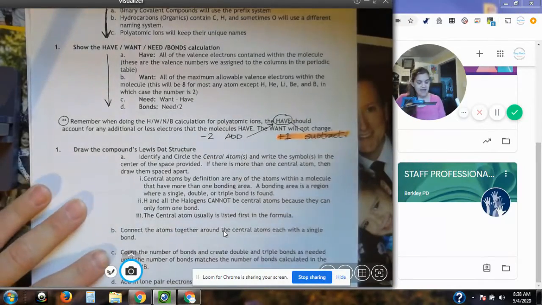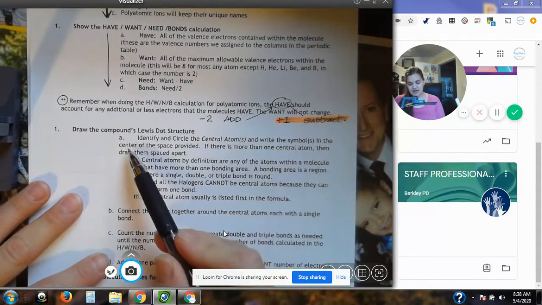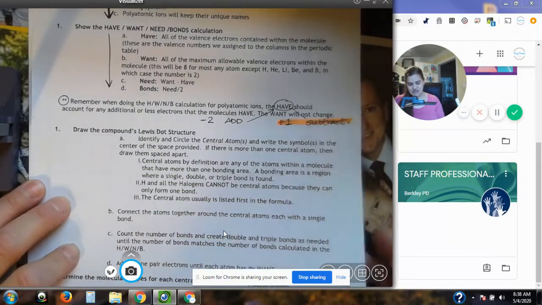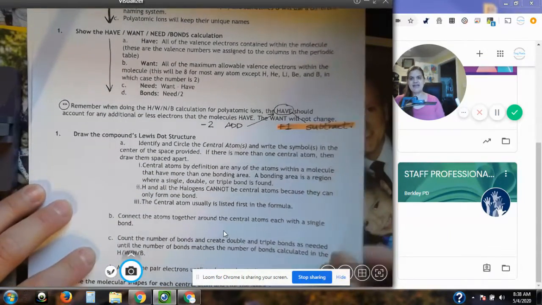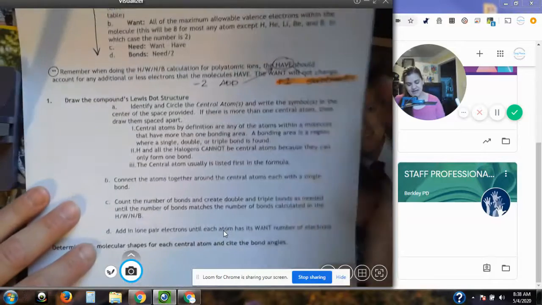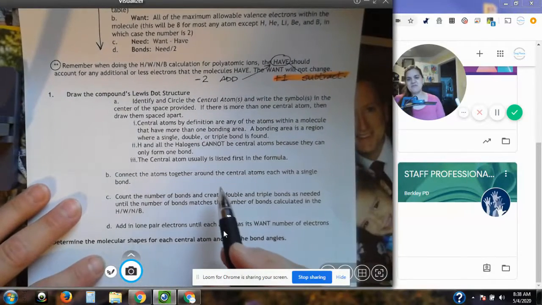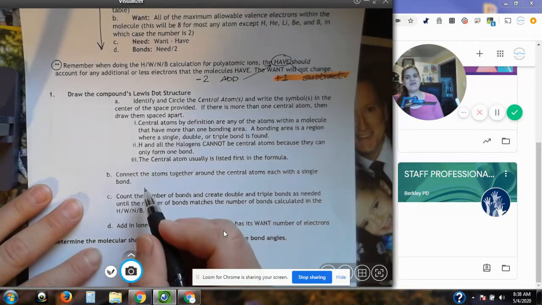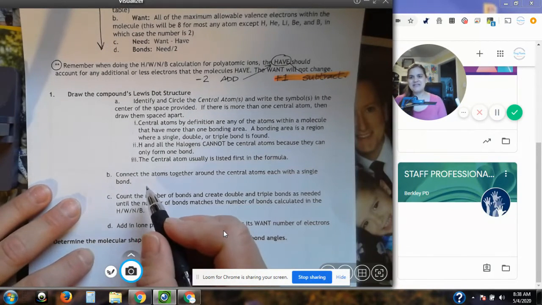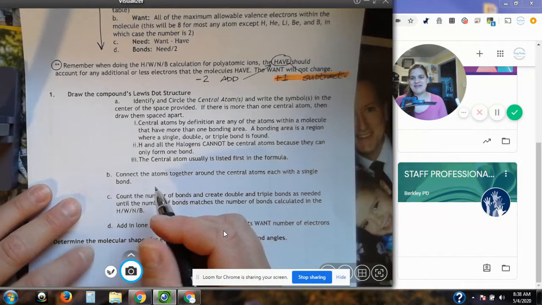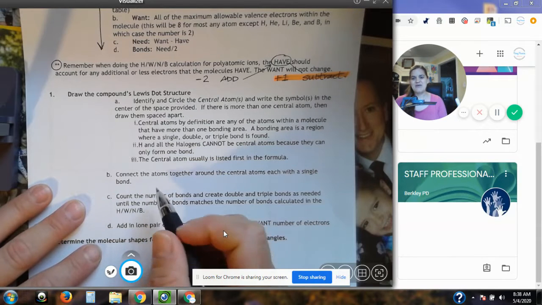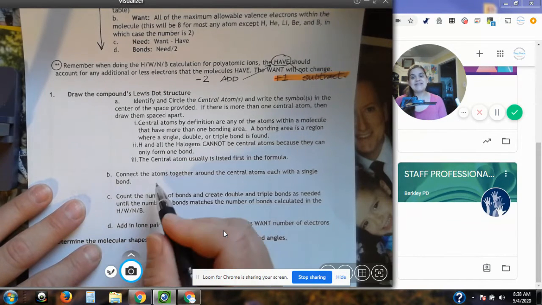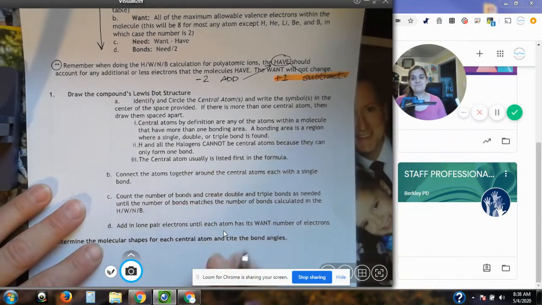So you're going to be drawing your Lewis dot structures and connecting the central atoms. Remember that some of our molecules will have more than one central atom. So if they have more than one central atom, you need to denote more than one molecular geometry. So that would be the shape name and the bond angle.